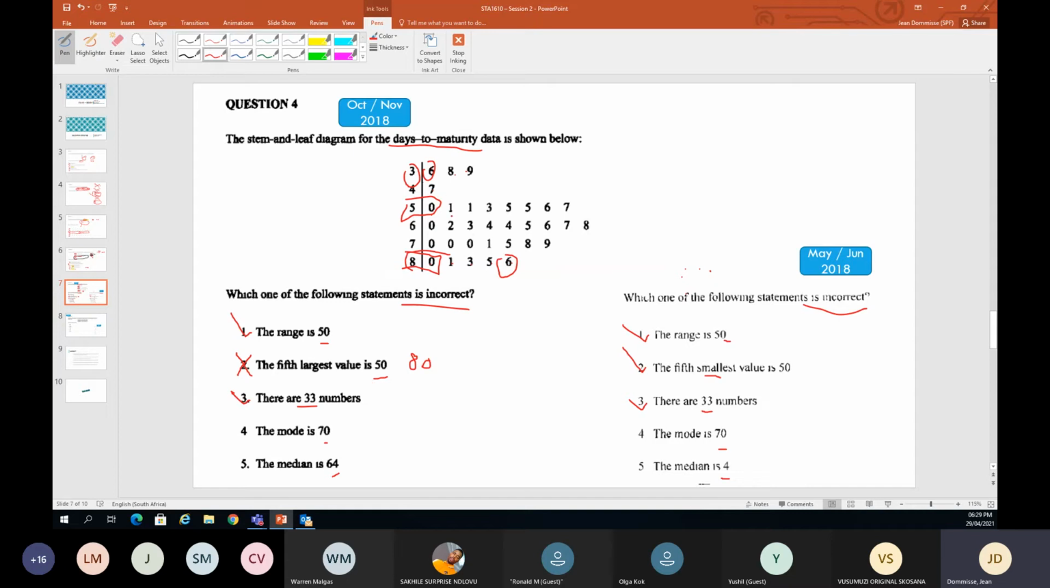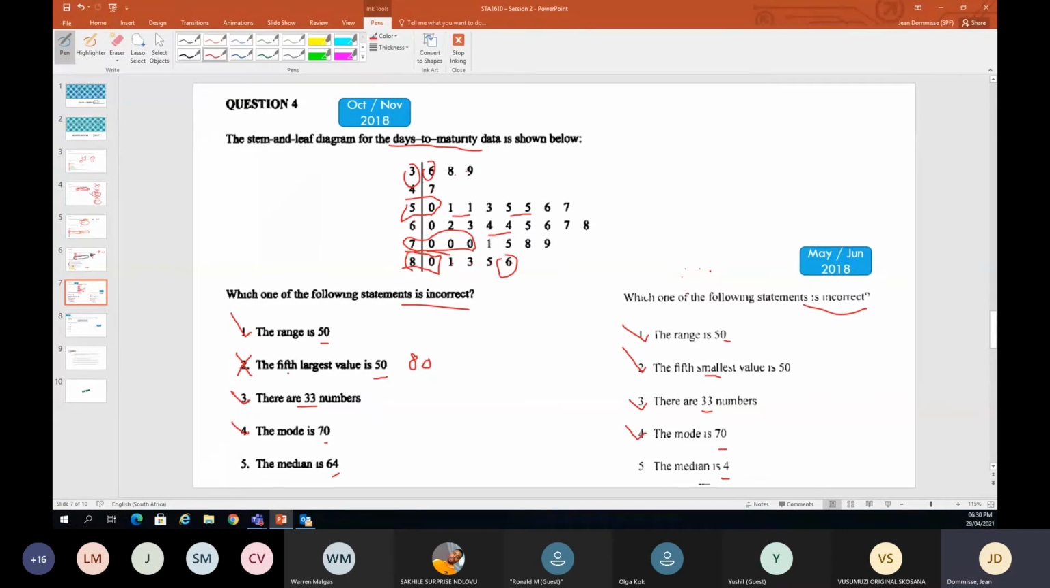Okay, so let's look. There's two numbers, 3 numbers. Okay, so mode is 70 is also correct.